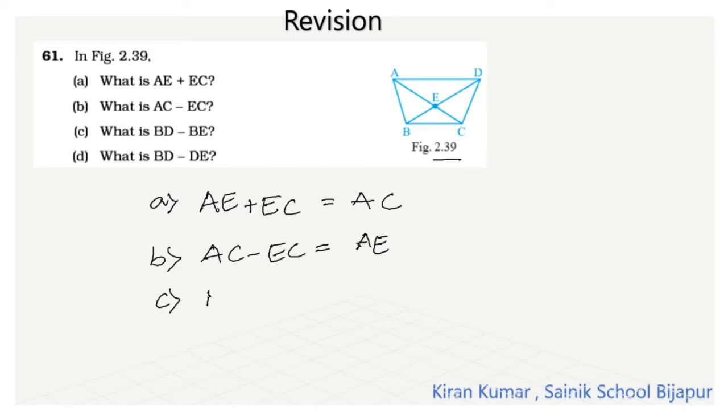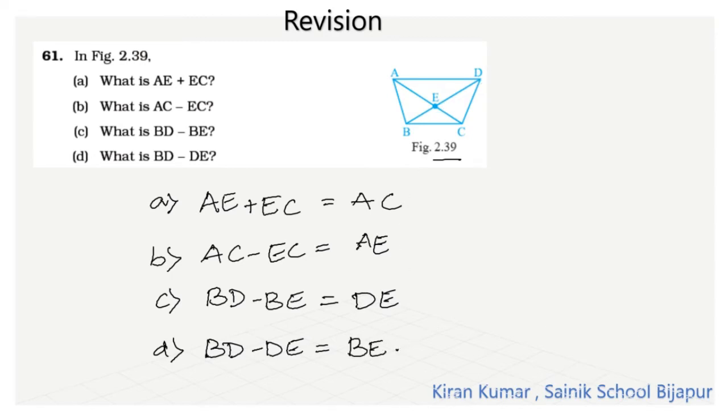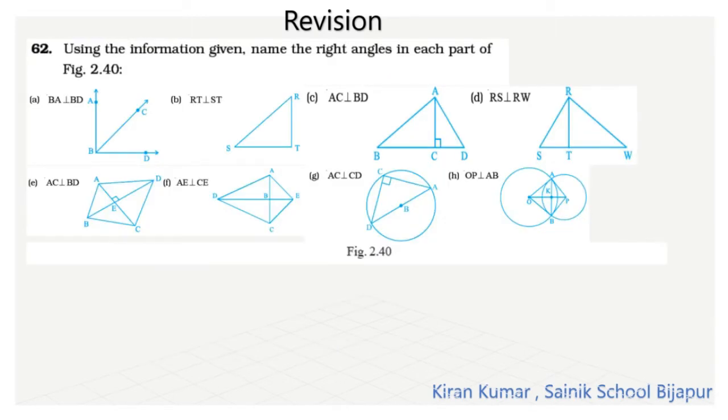BD minus BE will be equal to the length DE. BD minus DE will be equal to the length BE. Let's take up the next question.